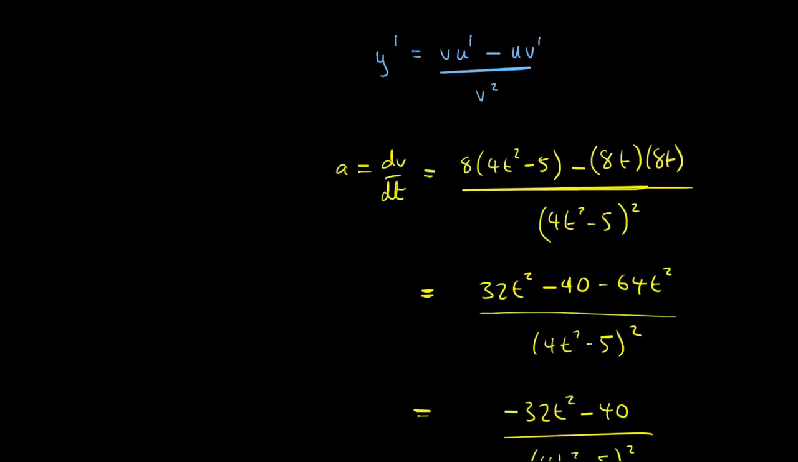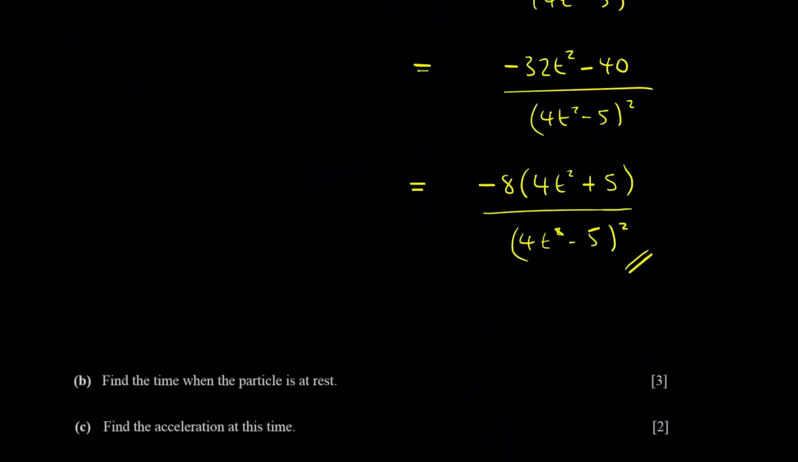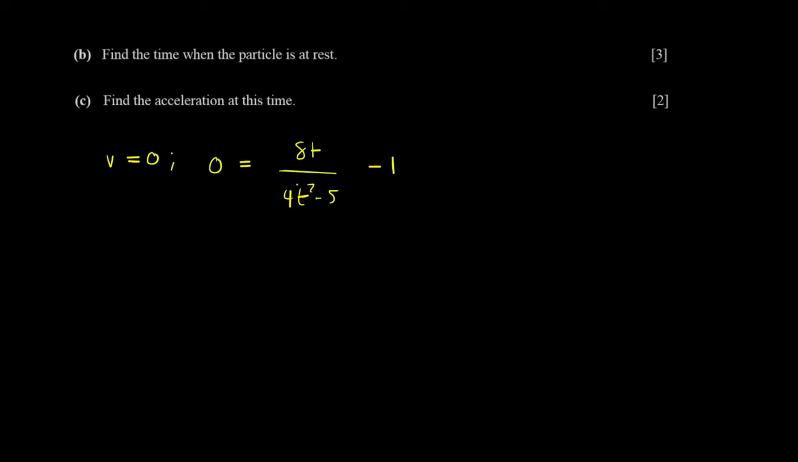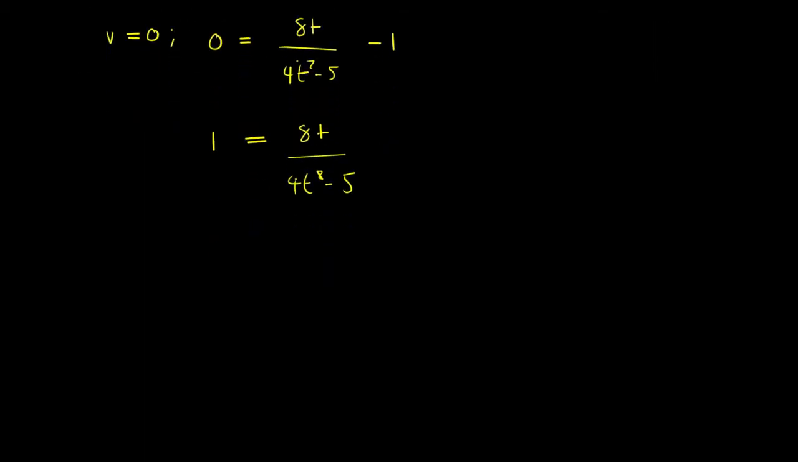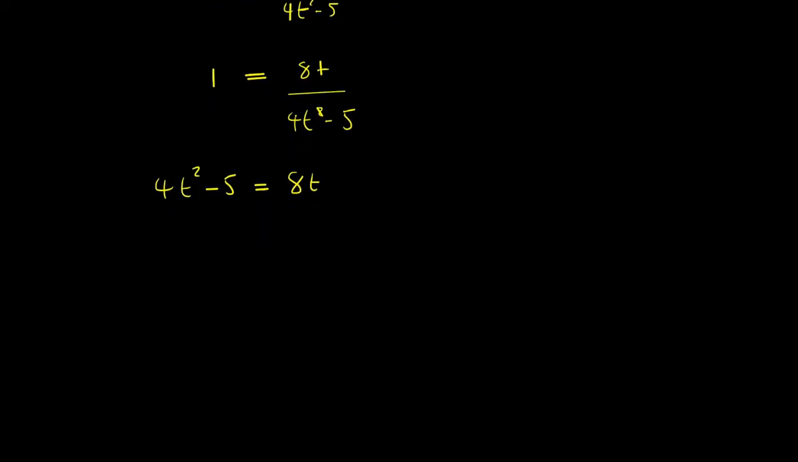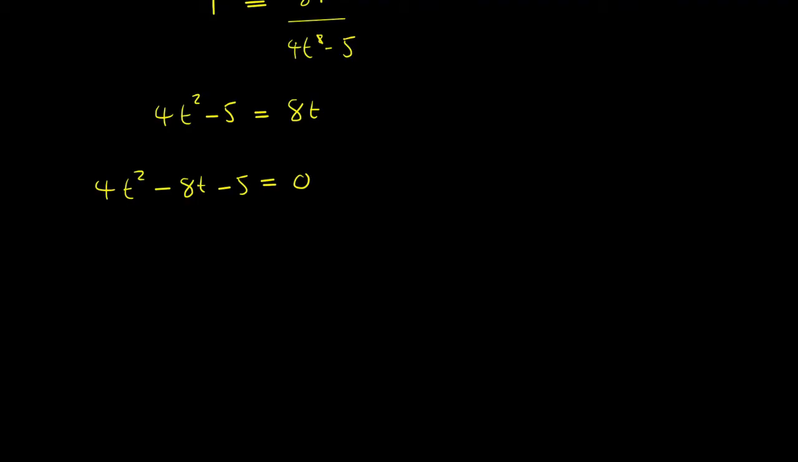Well, I think I'll just double check I got my formula right. Yeah. And then what I'm going to do is I'll bring the 1 to the other side. So I get 1 is equal to 8t upon 4t squared minus 5. I'm going to multiply both sides by 4t squared minus 5. So I get 4t squared minus 5 is equal to 8t. And I will just move the 8t across. So 4t squared minus 8t minus 5 is equal to 0. And hopefully you should recognize that's a quadratic.